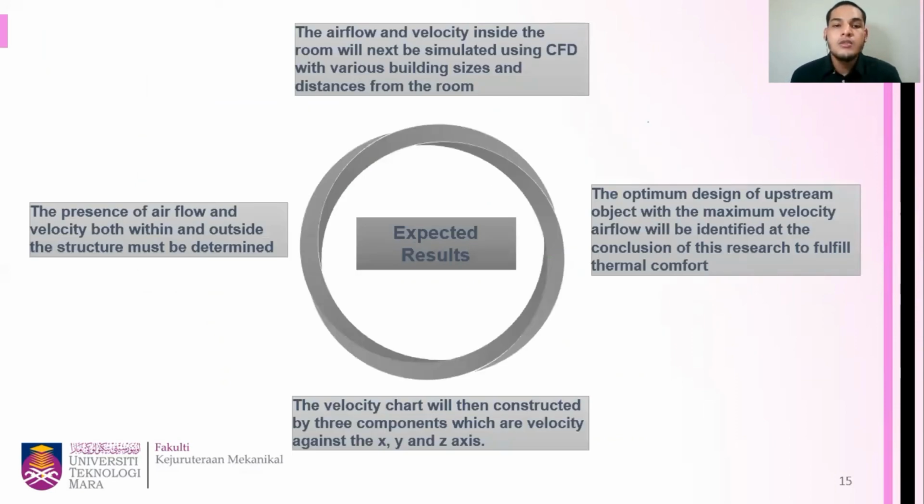And lastly, we will go to the expected result. The airflow and velocity inside the room will next be simulated using CFD with various building sizes and distances from the room. The presence of air, flow, and velocity both within and outside the structure must be determined. The optimum design of the upstream object with the maximum velocity airflow will be identified at the conclusion of this research to fulfill thermal comfort. And lastly, the velocity chart will then be constructed by 3 components, which are velocity against the X, Y, and Z axis.